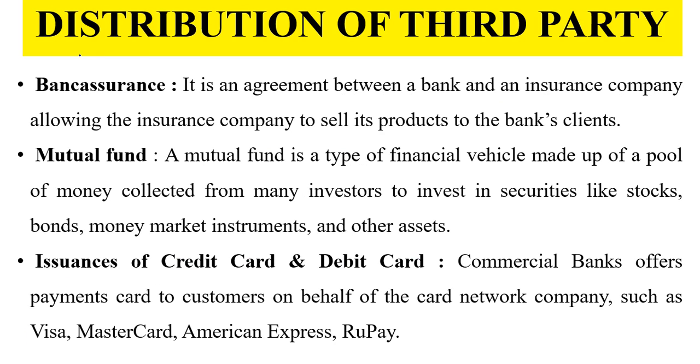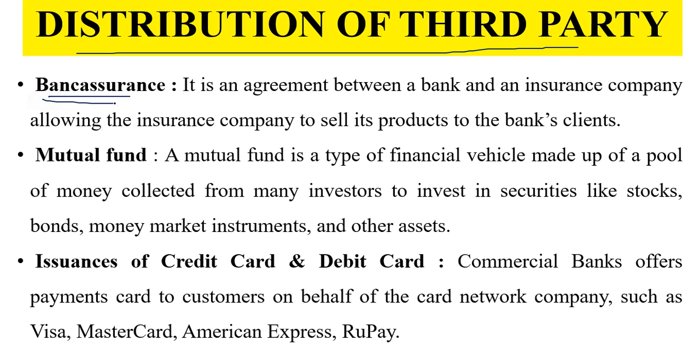Next is distribution of third party product. Now bank is one party, and there is one more party. That party is called a third party. It means the bank is the one selling the third party product to their customer. Now first is what? Bank assurance.